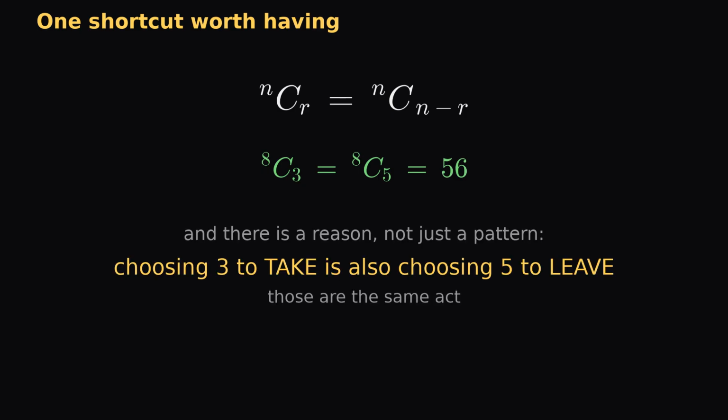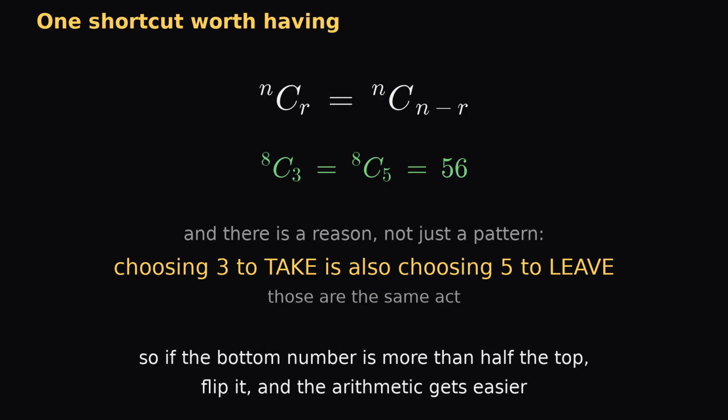One shortcut worth having before the examples. nCr equals nC(n minus r). 8 choose 3 is the same as 8 choose 5, both 56. And there is a reason, not just a pattern. Every time you choose 3 people to take, you are also choosing 5 people to leave behind. Those are the same act. So if the bottom number is more than half the top, flip it, and the arithmetic gets easier.